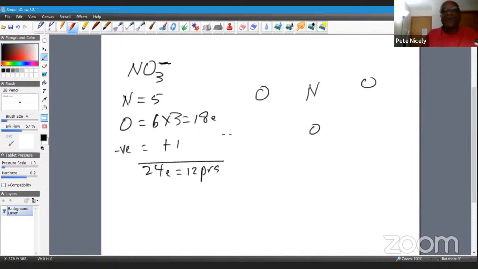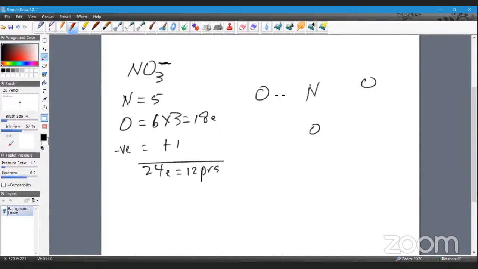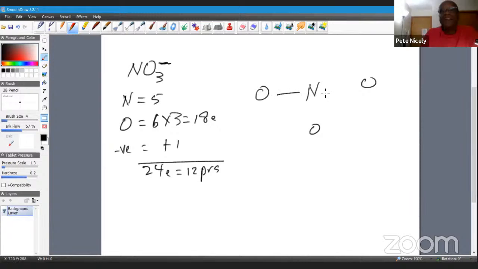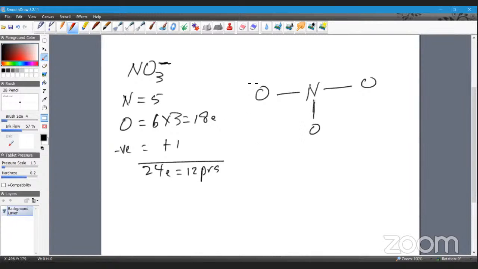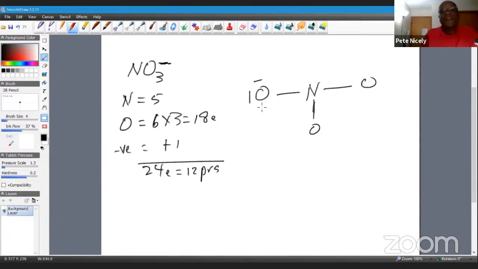Okay, so what next? You pair the oxygens to the nitrogen. So 1, 2, 3. Okay, and then what? And then put them around the oxygens. 4, 5, 6, 7, 8, 9, 10, 11, 12. All right. So the next step, of course, is to calculate the formal charges.